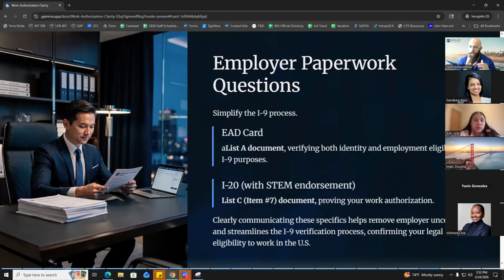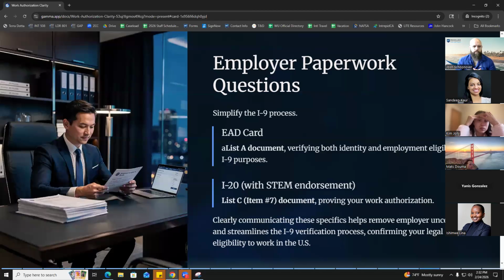You can say, if you have OPT, yeah, I have the EAD card. It meets the List A document on the I-9. If you have an I-20 for CPT, you can say this is List C, item number 7. And just spell it out for them very directly: yes, this is work authorization, it's 100% legal, it's a federal authorization.